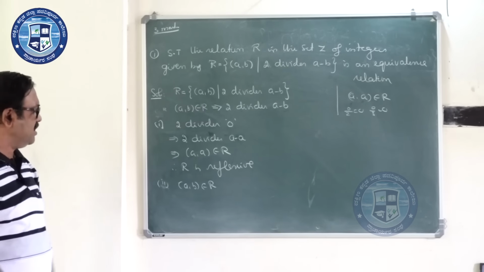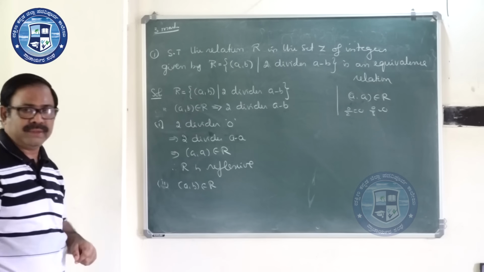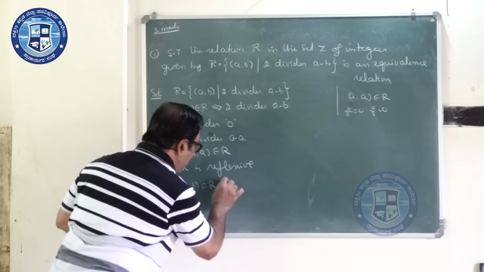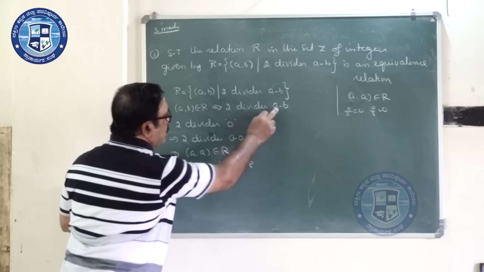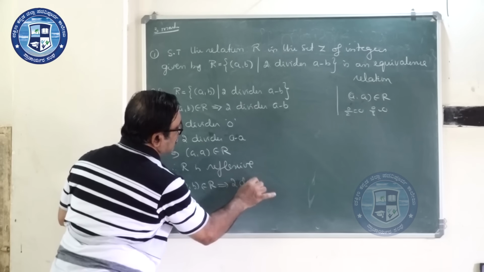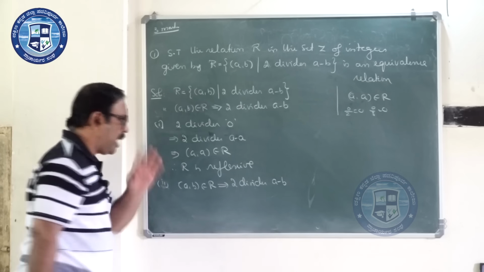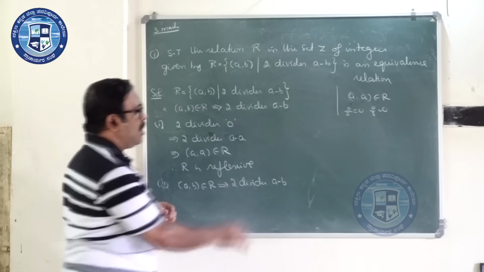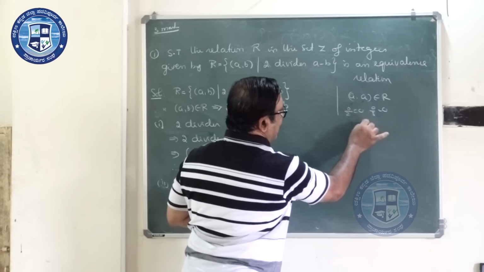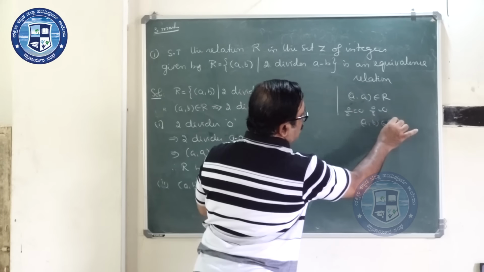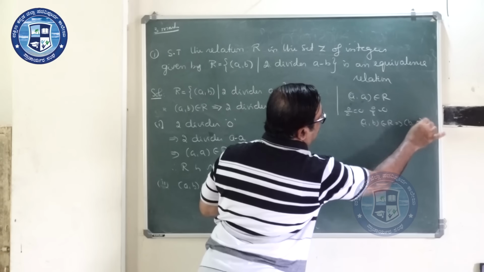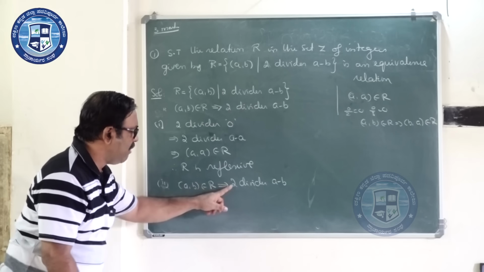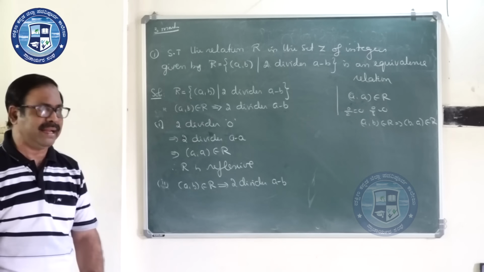Okay, write the definition. What is given in the problem? Copy the same problem. (A, B) belongs to R. What does it imply? 2 divides A minus B. Now, once again, recall your definition. What do you mean by symmetric? (A, B) belongs to R means (B, A) belongs to R. You want to prove this. So, I have got 2 divides A minus B, right?